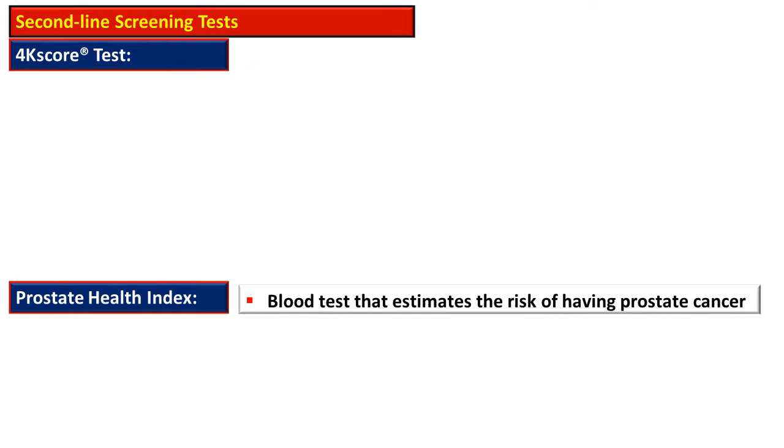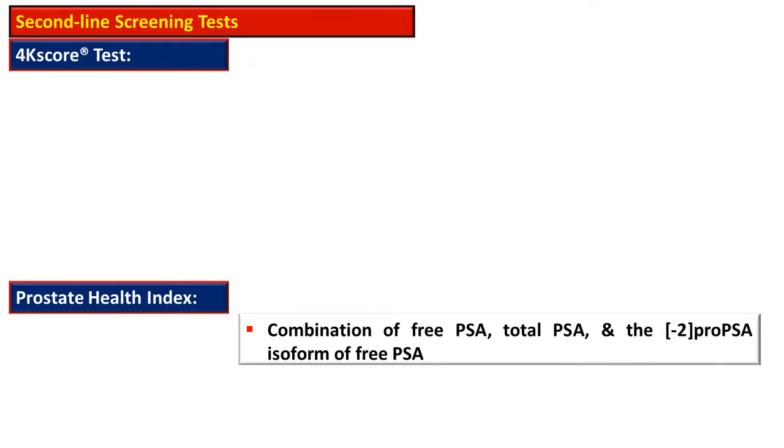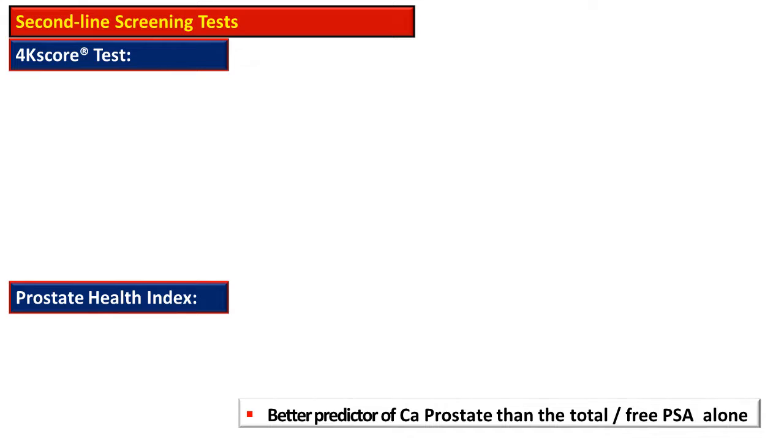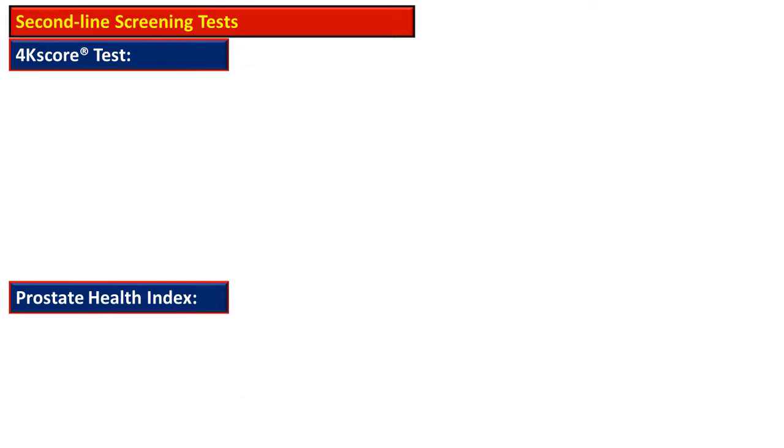Another test is the prostate health index. It is a blood test that estimates the risk of having prostate cancer. A combination of free PSA, total PSA, and the 2 pro PSA isoform of the free PSA are combined in a formula that calculates the prostate health index. It is a better predictor of prostate cancer than the total or free PSA alone.